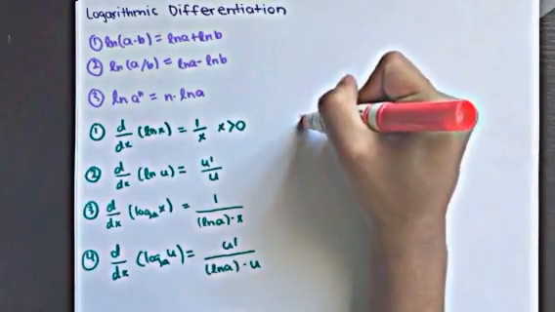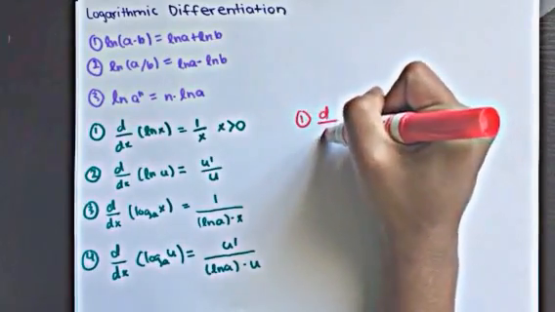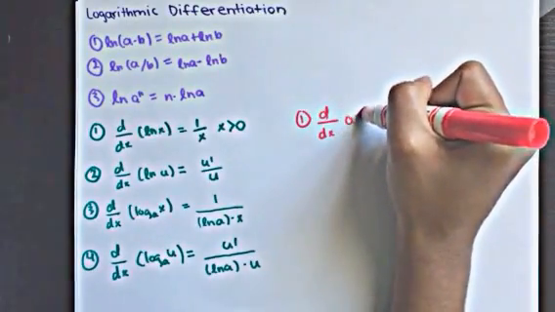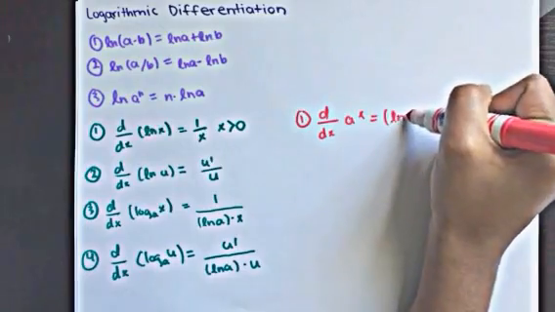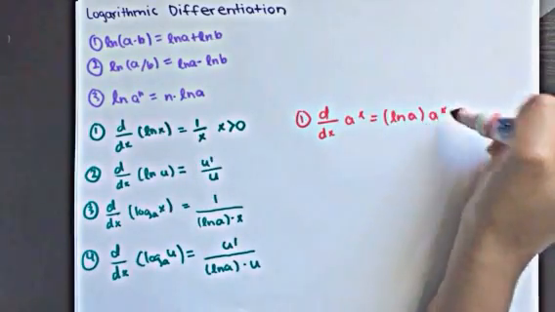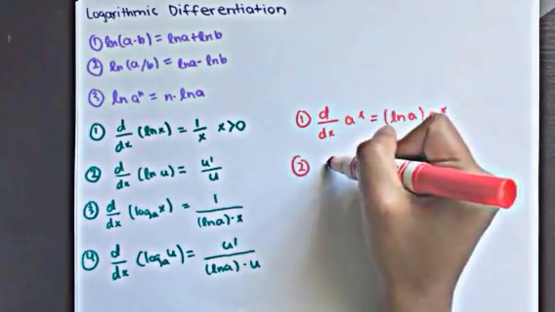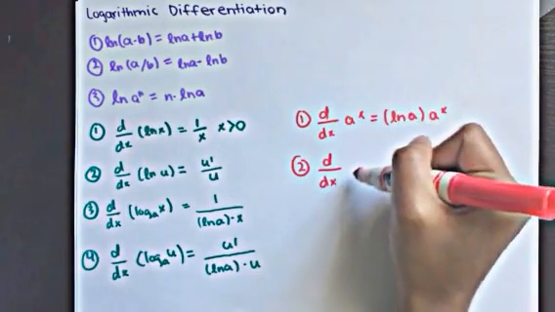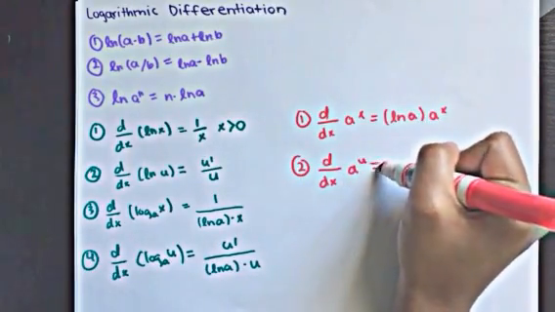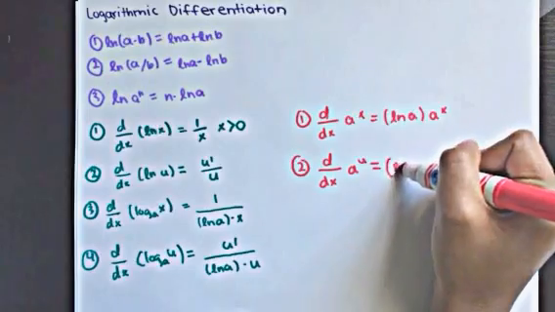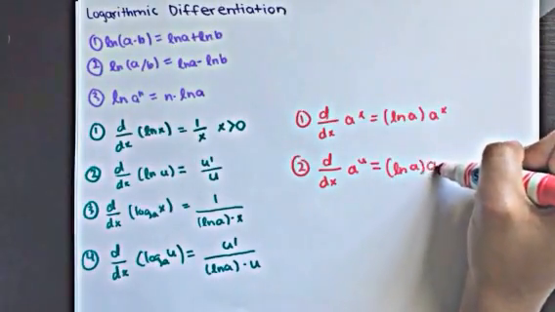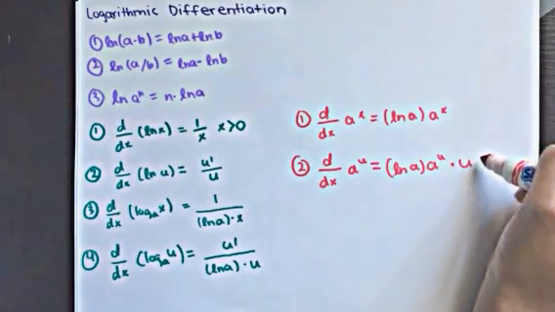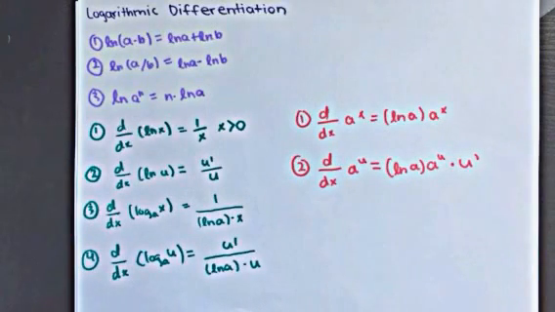So the first one is that the derivative of a to the x is the natural log of a times a to the x. And the second rule is that the derivative of a to the u, and u is a function, is the natural log of a times a to the u times the derivative of that function. So now I'm going to do a practice problem. I'm going to show you how I apply these rules to do that problem.